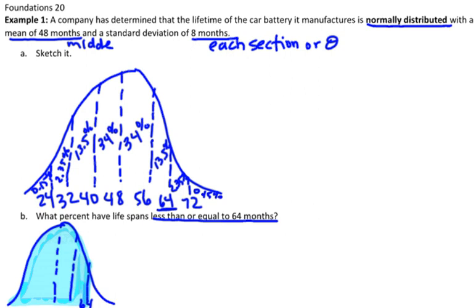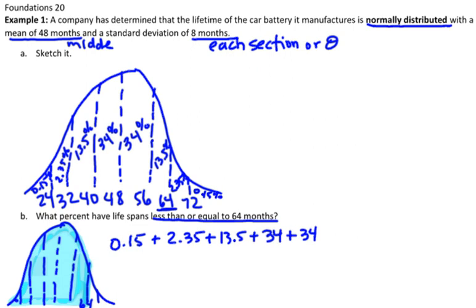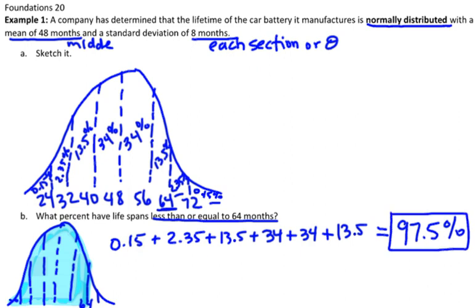So it's asking what percentage is that, and if we have all of our standard deviations written in there, we know, based on the percentages in A, the total coverage from less than 64. So let's add that up. Right here, we'll have 0.15% plus 2.35% plus 13.5% plus 34% plus 34% plus 13.5%. And we stop here because on the right-hand side of 64 would be your other 2.35% and your 0.15%. So this total is the percentage less than or equal to 64 months. When I add that all up together, I get 97.5%.